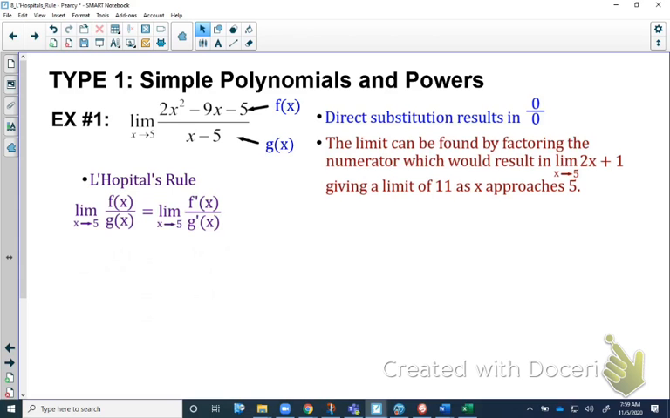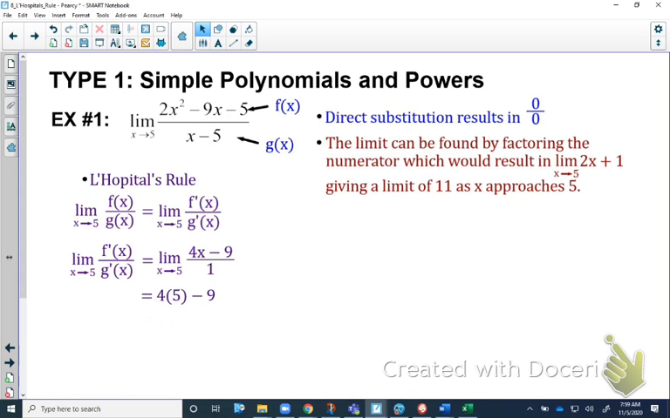In the numerator, when you take the derivative, you get 4x minus 9. And the derivative of the denominator is just 1. So you have 4x minus 9 over 1 as you look at the limit as x approaches 5. The 1 in the denominator really doesn't matter because dividing by 1 doesn't change anything. So now we're just evaluating the limit of 4x minus 9 as x approaches 5.